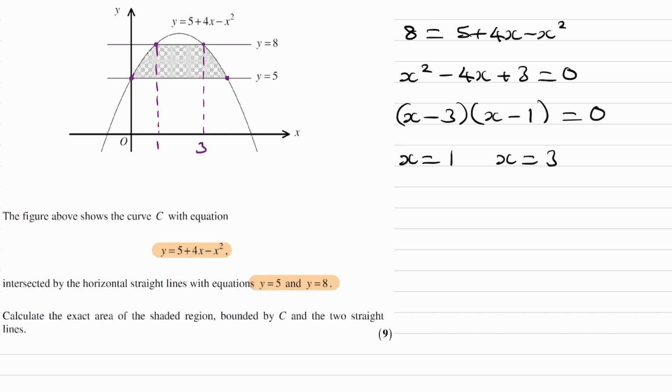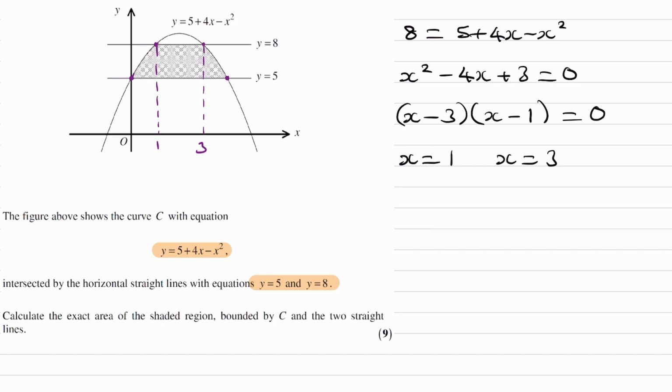Then we can use the symmetry of the graph to work out what the other two purple points are. We can see from the graph that this is the y-intercept. But just to make sure, if x were equal to 0, then yes, y would equal 5. So this curve does cross the y-axis when y is equal to 5, which is at the same place where the line y is equal to 5 crosses the y-axis.